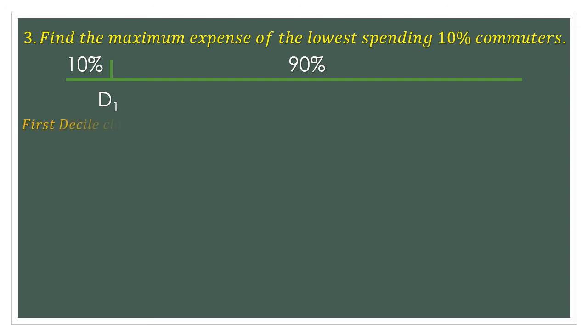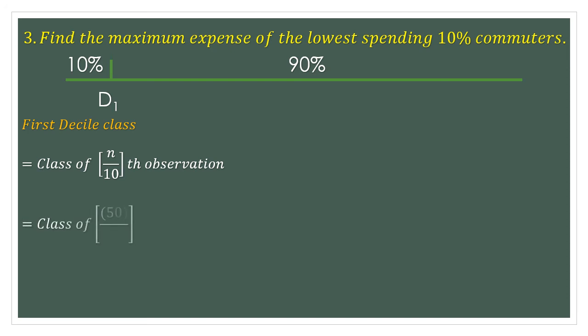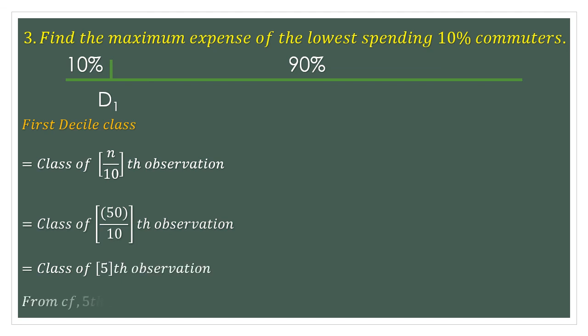Starting with the first decile class of n upon 10th observation, because it's just the first decile multiplied by 1 divided by 10. Class of 50 upon 10th observation, giving us the class of 5th observation, so small. So 5th observation lies in the very first class, that is 350 to 500, and lower limit point 350, frequency 7, CF 0.